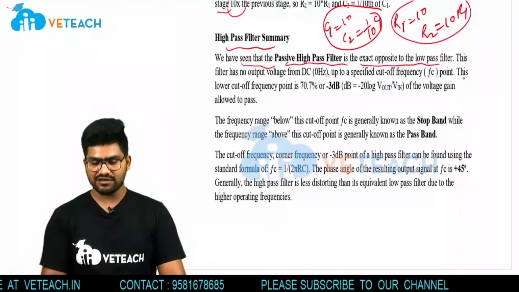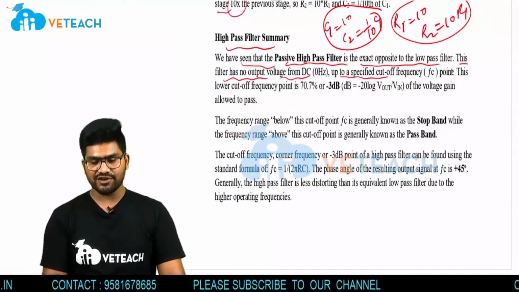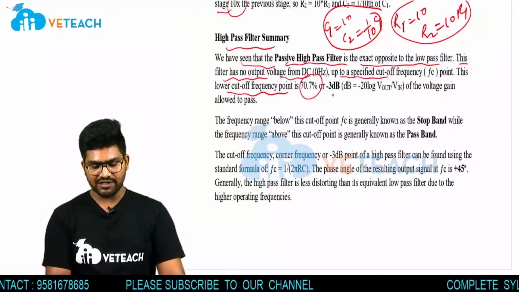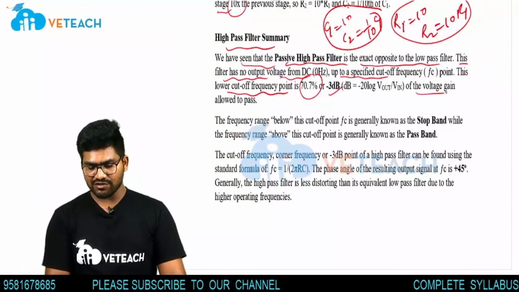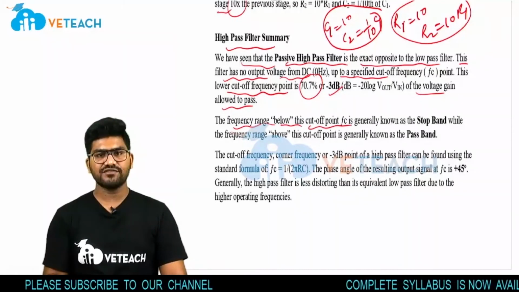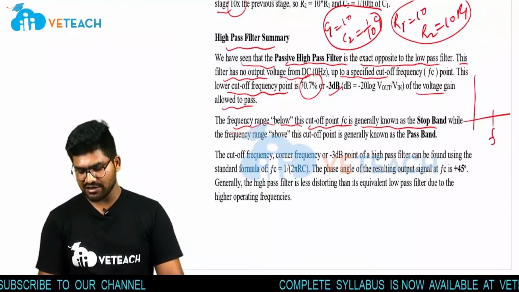Coming to the summary of the high pass filter, we have seen that the high pass filter is the exact opposite of the low pass filter. This filter has no output voltage from DC up to a specified cutoff frequency. This lower cutoff frequency point is 70.7% or minus 3 dB of the voltage gain allowed to pass. The frequency range below this cutoff frequency is generally known as the stop band. Suppose this is the cutoff frequency.